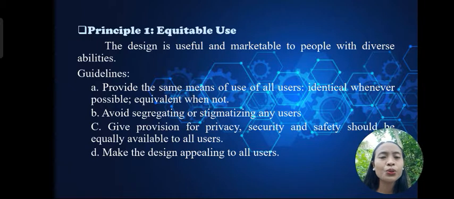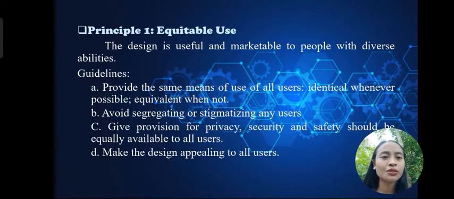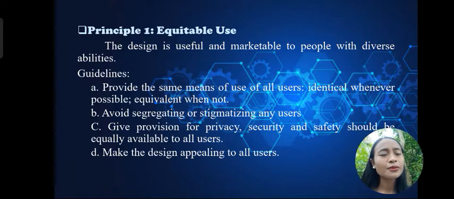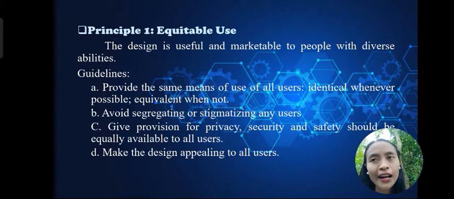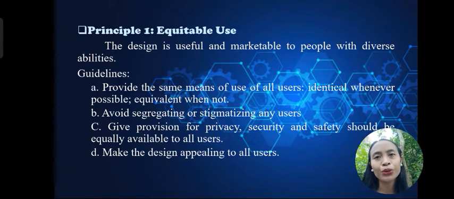This is a big no. We should always aim for inclusion and not for any segregation that will lead to discrimination. Next, give provision for privacy, security, and safety because it is a right and a privilege that should be enjoyed by everybody. Next is make the design appealing to all users. It is very important in the field of teaching because we all know that the act of making something appealing in the eyes of our learners will catch their interest, na importante because that is the very foundation of learning. Because if they do not want to learn, there will be no learning at all.